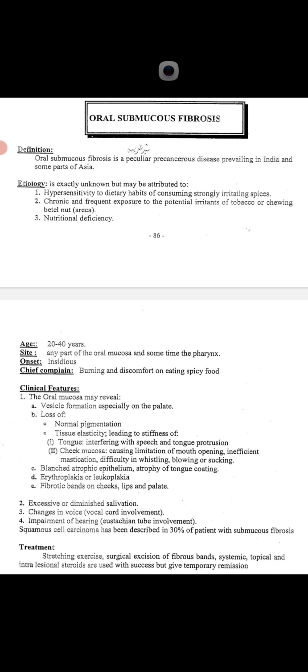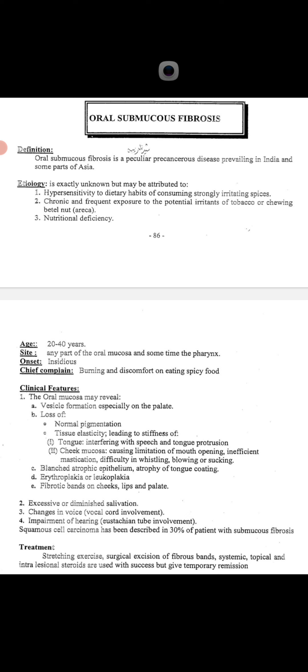Now, first, what does the word oral submucous fibrosis mean? Oral means oral. Fibrosis means deposition of fibers, and submucous means below the mucosa, especially in the lamina propria and below in the connective tissue. Fibrosis means deposition of fibers. As a result, there will be limited mouth opening and the mucosa will be stiff.